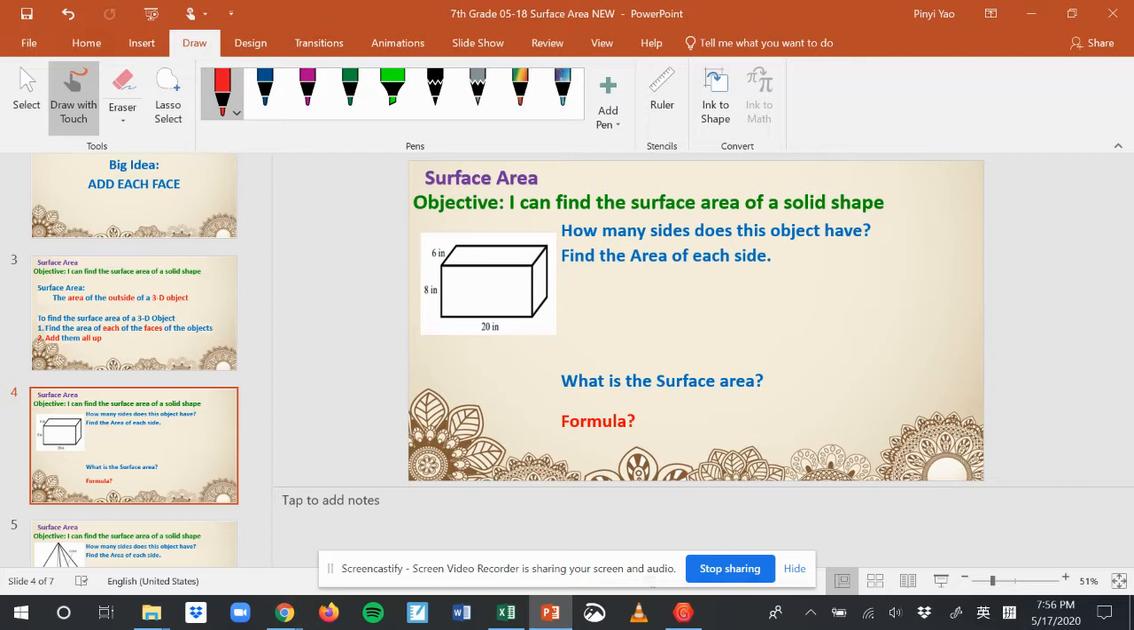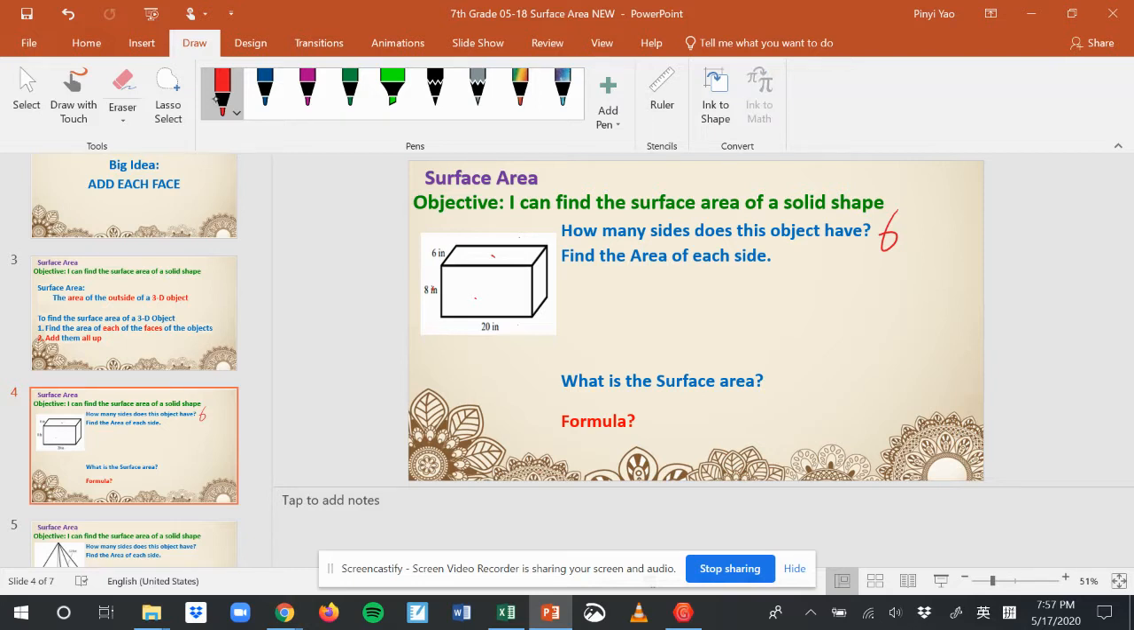How many sides does this object have? This is a rectangular prism, or like a box. So we have a front, a back, a left, a right, a top, and a bottom. So in total, we have 6 sides, which means we need to add all 6 together. Find the area of each side.